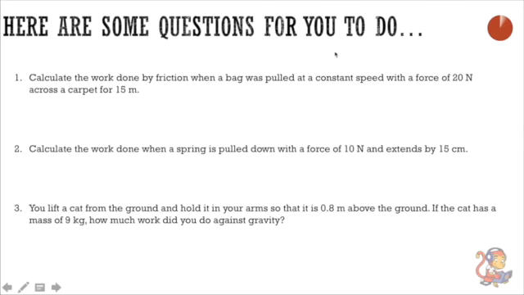Okay, so here's some questions for you to try. If I write up here the equation for work done equals force times distance, and in case you need it, gravitational potential energy equals mass times gravity times height, where gravity is 10 newtons per kilogram. So if you pause the video and have a go at these questions yourself, then you can come back and see if you got the answers correct.